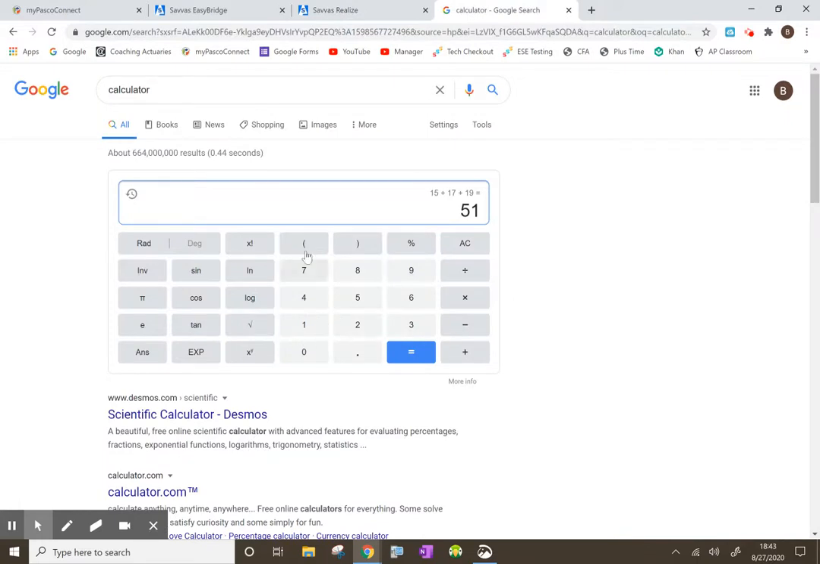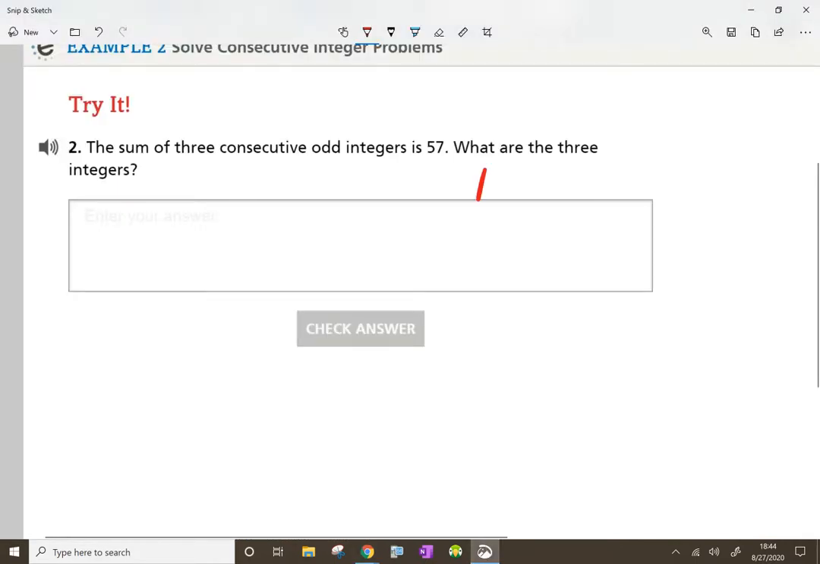Let's try 19 as the first one. So then the next two would be 21 and 23. That's 63, so that was too high. So I should try it again. I guess it should probably be 17, might be the first one, plus the next odd, which would be 19, and then the next odd after that would be 21. And I get 57. So I guessed and checked, and I just played around with a couple different options until I got the right answer, right? 17, 19, and 21 will be the answer.